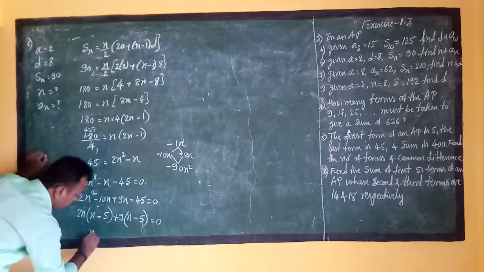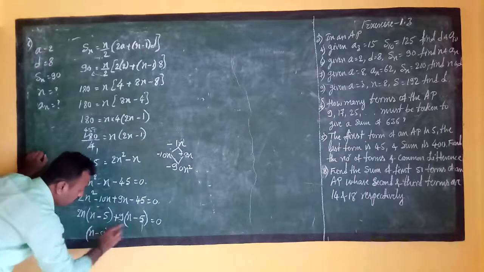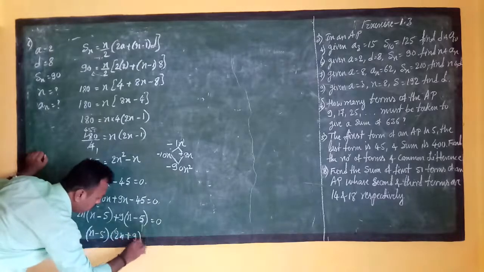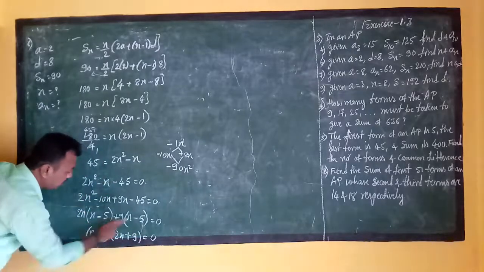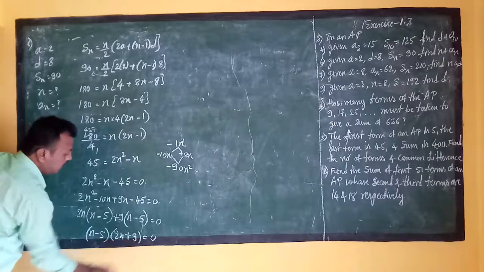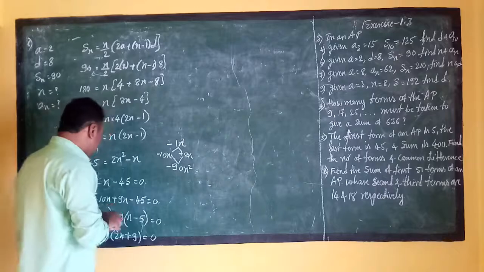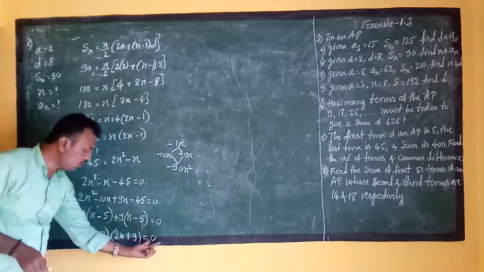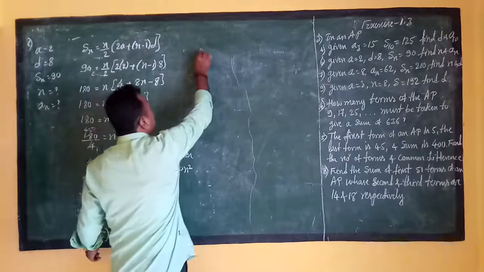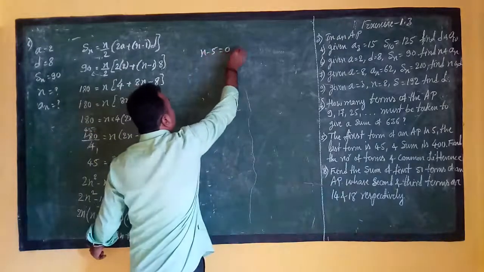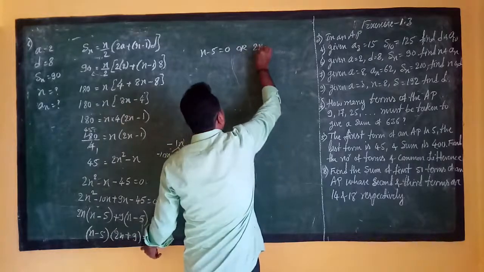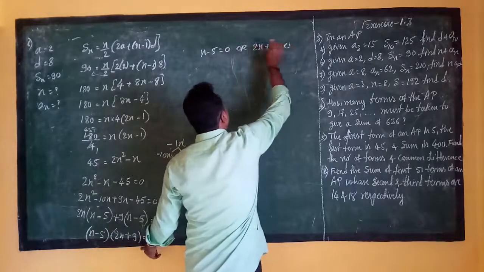So finally, n minus 5, we have to take common factor here. So remaining 2n plus 9, it is equal to 0. n minus 5, one time you have to write, and remaining 2n plus 9, it is equal to 0. So lastly, this term is equating to 0 and this is also equating to 0. We have to equate this individually. So n minus 5 is equal to 0, or 2n plus 9 is equal to 0.